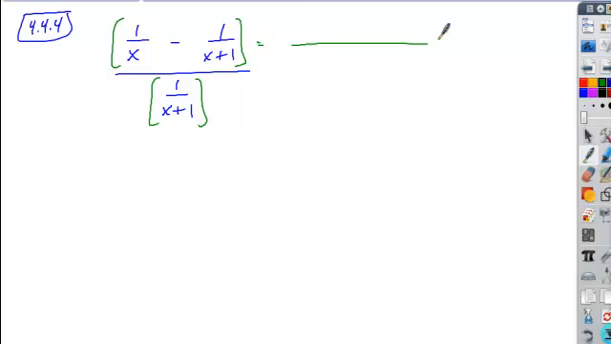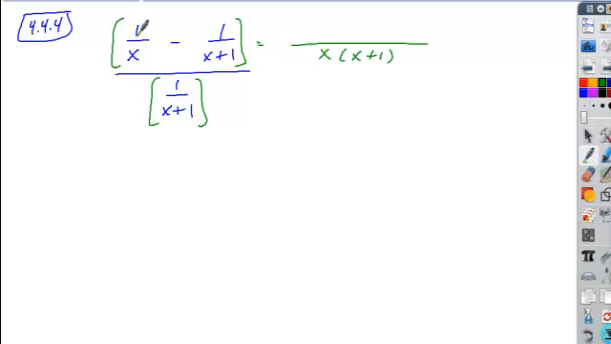Okay, so based on that method, I'm going to convert my numerator into one single fraction. So in looking at my two fractions in the numerator, I have an LCD factor of x and an LCD factor of x plus 1. So here is my LCD for the numerator.